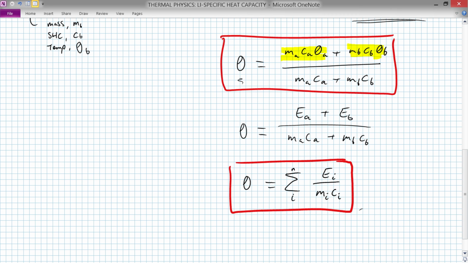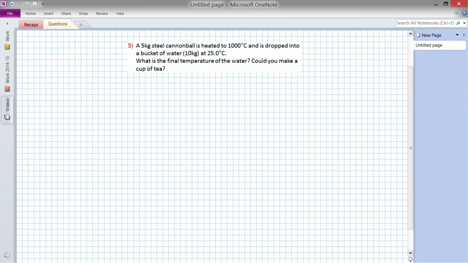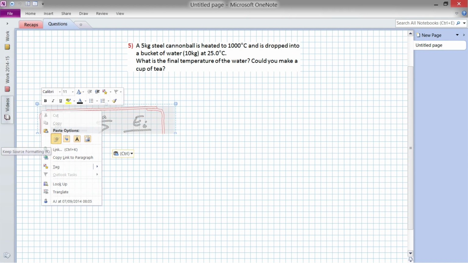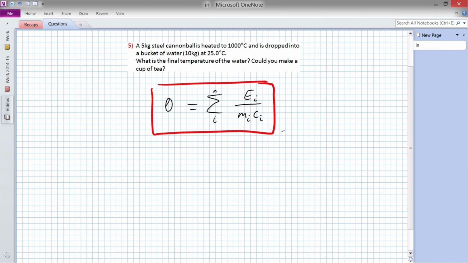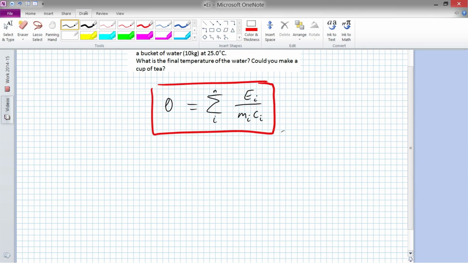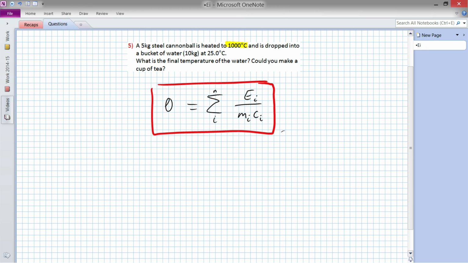Okay, so we have this, and I'm gonna cut this out. And we had a question in lesson 1, so we'll talk about question 5, and this question is about dropping cannonballs into bathtubs. Our cannonball here is 1000 degrees C. We were interested in what happens to our 5 kilogram 1000 degrees C cannonball when we drop it into 10 kilograms of water at roughly room temperature. And we want to know, can we make a cup of tea? So, you know, in physics we always do the important questions.